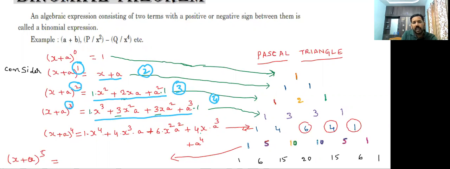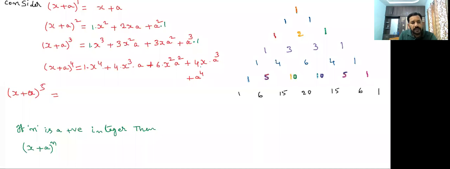4. But suppose x plus a whole power n expansion. How many terms are there? N plus 1 terms, because it started with 0. Degree 0 now: x cube, x square, x power 1, x power 0; a power 0, a power 1, a square, a cube. Like that. Whatever the power is, add 1, you will get the number of terms in the binomial expansion. Okay students, if n is a positive integer, then this is the x plus a whole power n expansion.